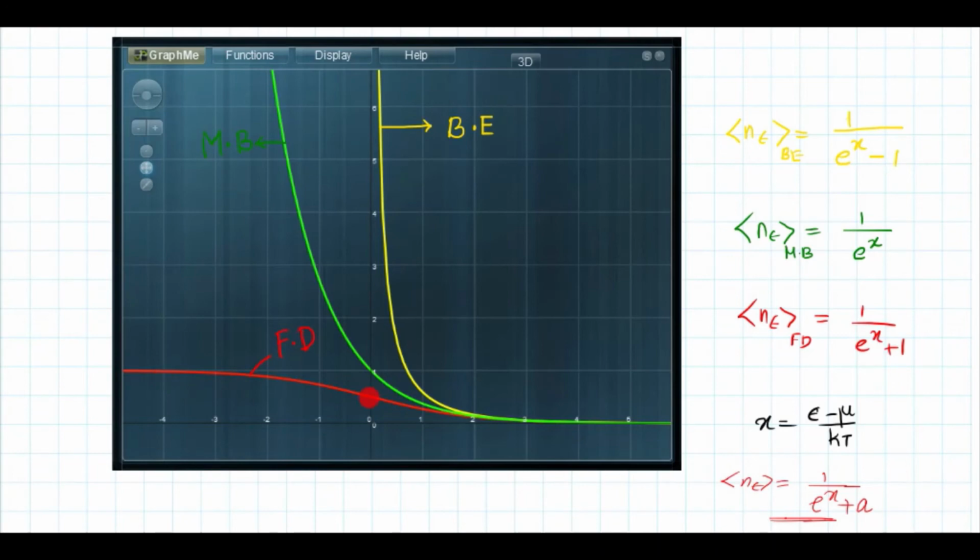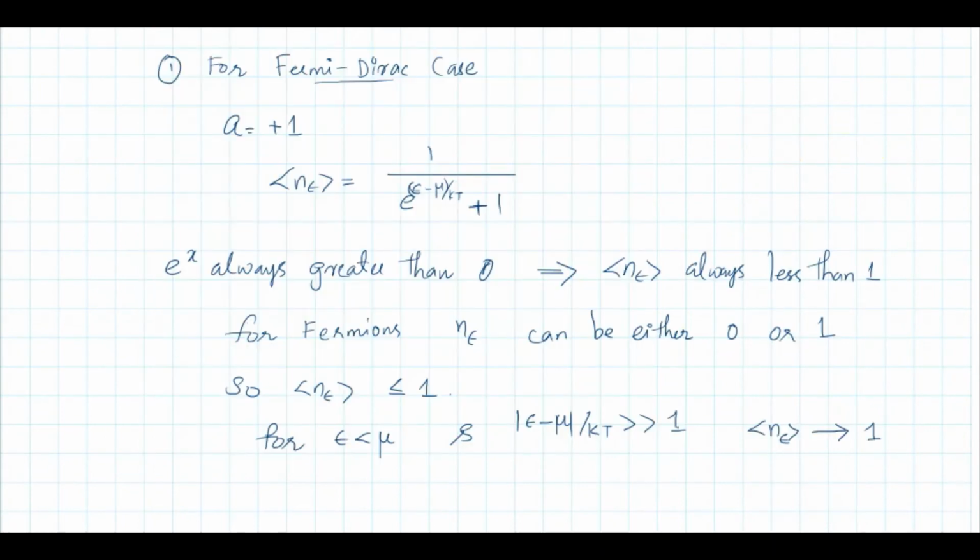What about x equal to 0? That is when epsilon is equal to mu, then this e raised to 0 becomes 1. So it is 1 by 1 plus 1. It is 1 by 2. That is why for this red line, at x equal to 0, it crosses through half. Okay, so that is the explanation of the Fermi-Dirac case.